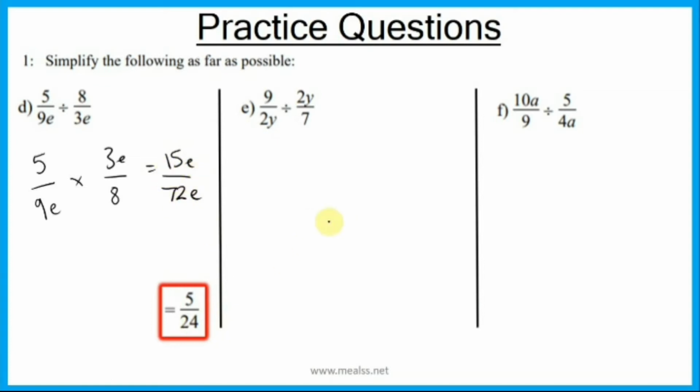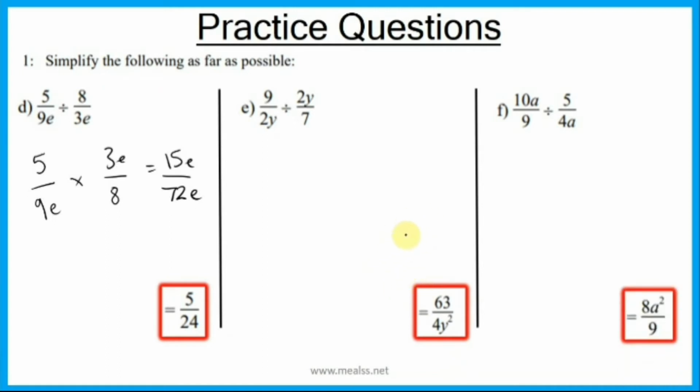I'll give you the answers for E and F. This one should have been 63 over 4y squared, and this one here should have been 8a squared over 9. Now if you got these two correct, look at the timestamps below in the description and skip on to the next part. If you didn't get them correct, just watch while I explain them, and hopefully you'll be able to understand how to get to these answers.